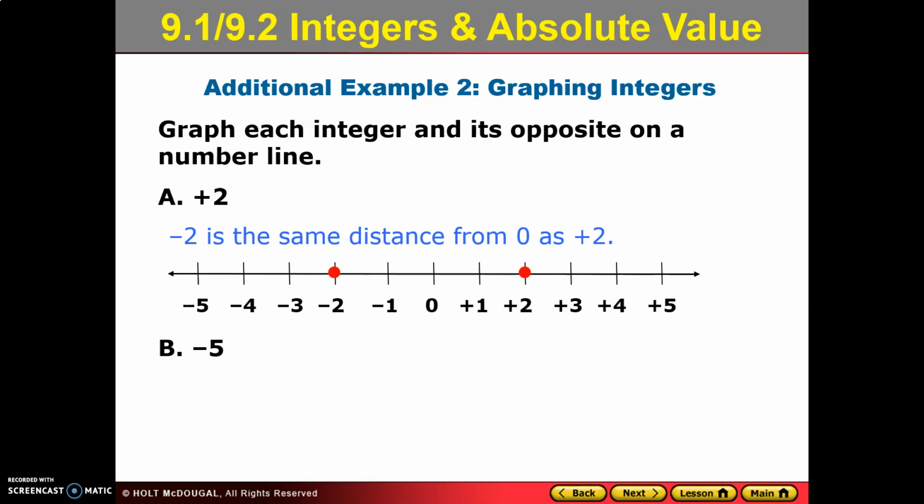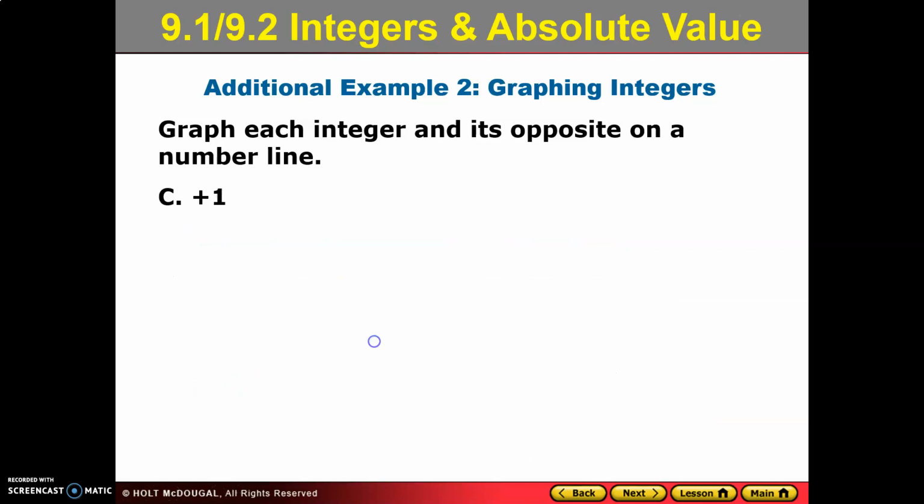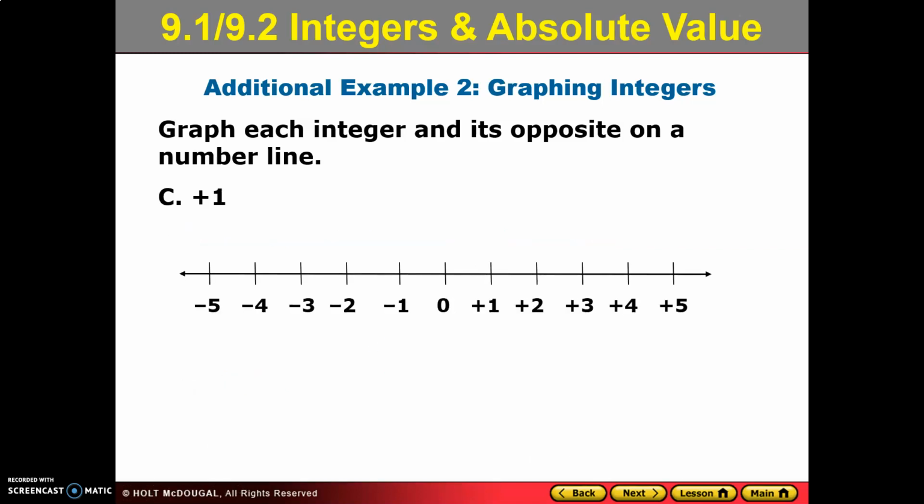-5, same thing. You can probably tell me that 5 is the opposite of -5. When we graph -5 and then we look at the distance from 0, we see that 5 is just as far away. 1. What's the opposite of 1? -1. Here's where we graph 1, and then the same distance away from 0 would be -1.